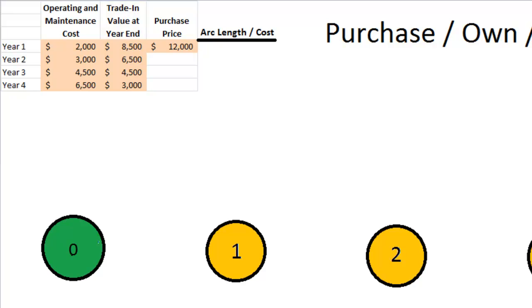We're trying to balance the increasing cost of operating and maintaining a used vehicle, and then the decrease in its trade-in value over its lifetime. So that's what we're trying to balance out. And what Connor wants to do is minimize his total cost of operating and maintenance, purchasing and trading in cars over this entire 4-year period. And that's what we're going to be tasked to do in this problem.